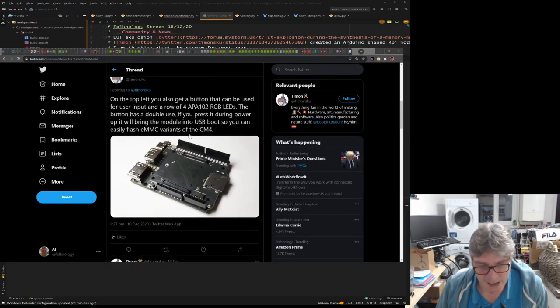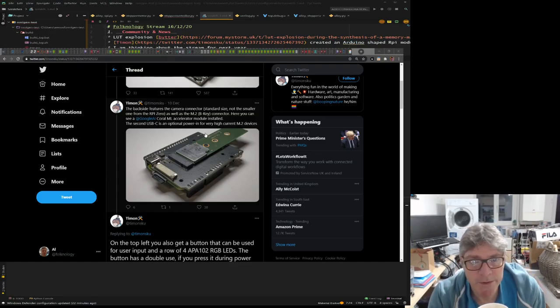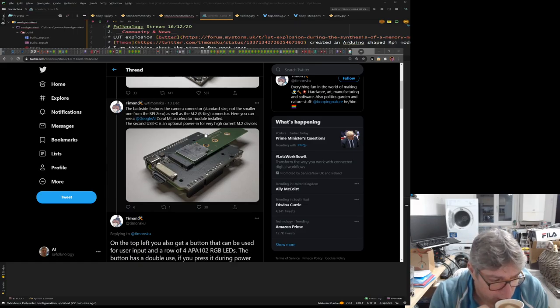And then on the back, which was one of the things where I start the conversation, is an FPC connector, obviously, I think that's for the camera. But there's a high power USB as well. But he's also got this M2 connector on the back. One of the questions he was asking, which is what brought this to my attention, was what would you do with the M2 connector on a Raspberry Pi.